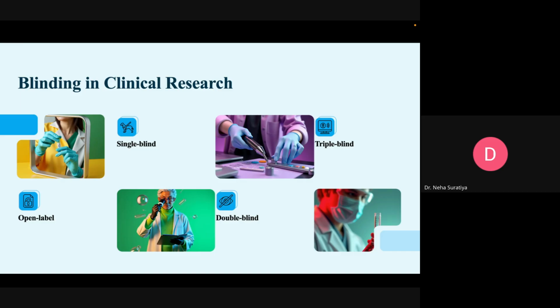Triple blind is also there. Three parties remain unaware: participants, investigators, and third, the data analyst or the outcome assessor is also not aware which treatment this patient has taken. So that provides even greater protection against bias. So open label, everybody knows. Single blind, participant doesn't know. Double blind, participant and investigator not knowing. Triple blind, participants, investigator, and data analyst combined not knowing what is happening.